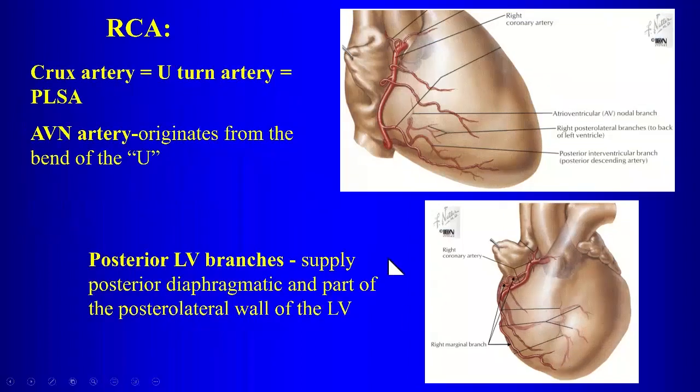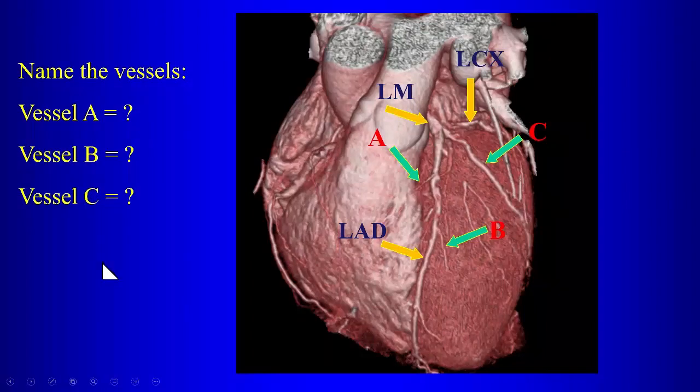Okay? But also the rest of it, you see it curves this way as it goes up like that. So that's called the crux artery here. And then right there, it continues to supply the posterior wall of the left ventricle. And then there's this branch that comes from the bend right here, and that's the AV nodal artery. We don't always identify that on coronary CT, but sometimes you can identify the AV nodal artery.